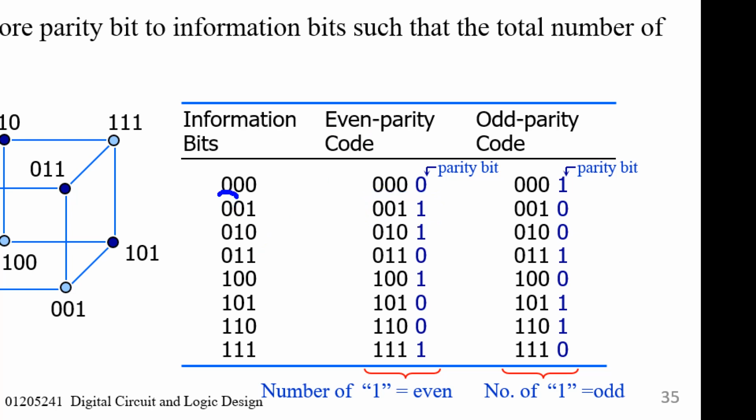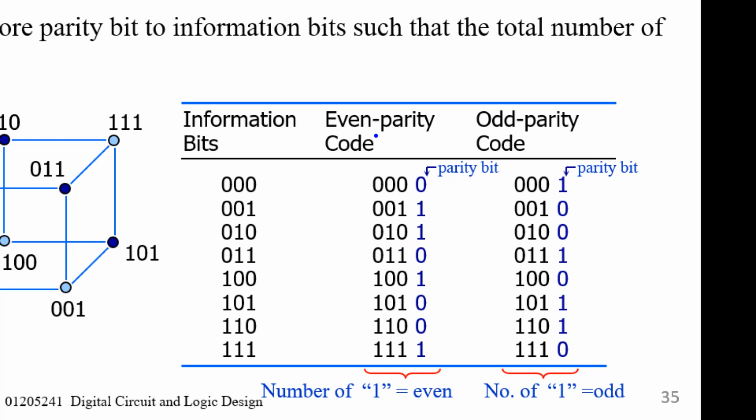For example, if your original information is 001, okay, if you use this even parity code, that means you should add what? Add one here to make the total number of 1s become even. If your original information bits are 0, 1, 1, you must add 0 here, right? So that the total number of logic 1 is 1, 2, okay, it's even.